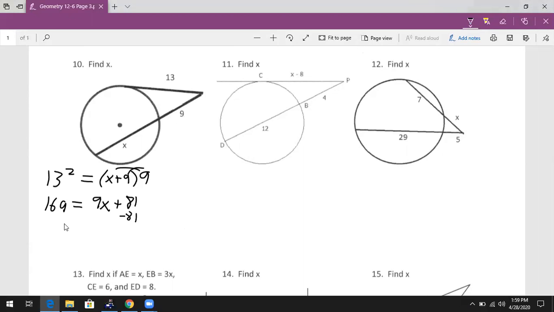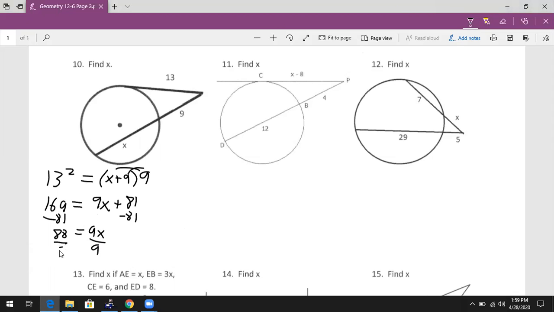Subtract 81 from both sides. 9 minus 1 is 8. 16 minus 8 also is 8. 88 is 9x. Divide by 9.